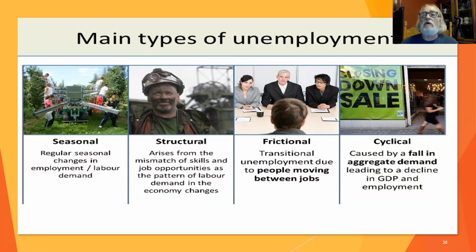The final type of unemployment here is frictional. This is simply people moving between jobs, meaning people have quit their job for whatever reason. Maybe they've been terminated. Maybe they've been laid off. This is due to circumstances quite often out of our control.